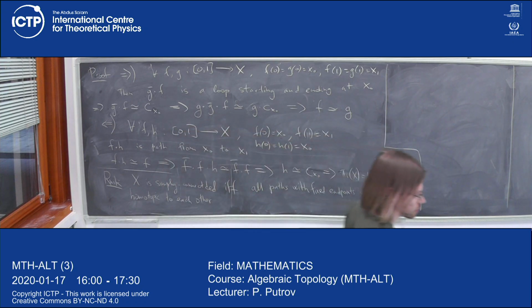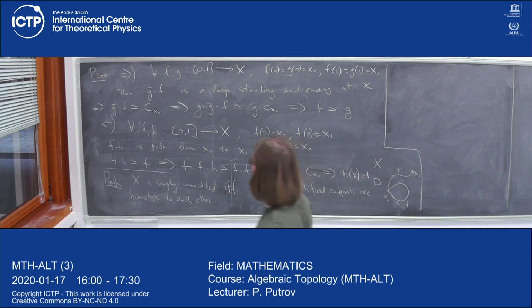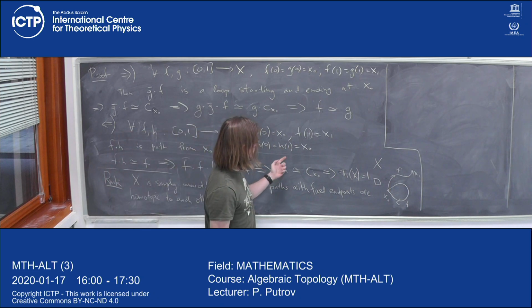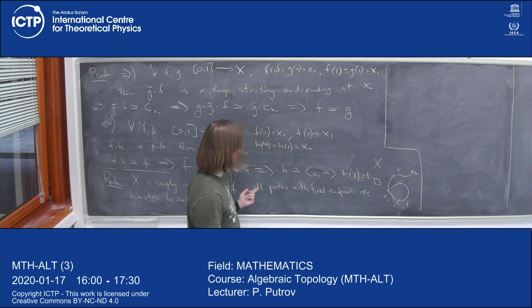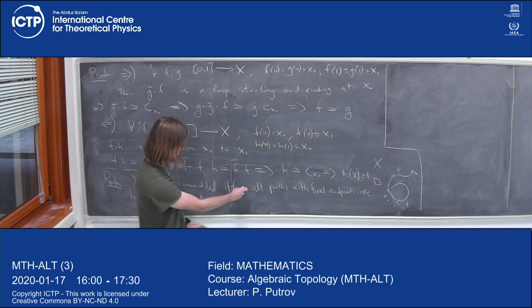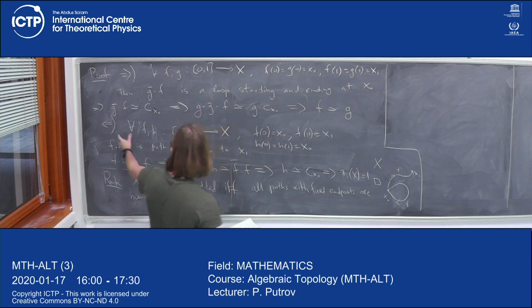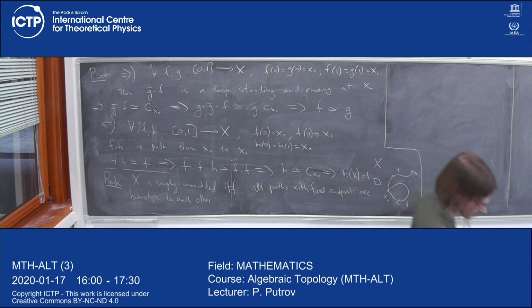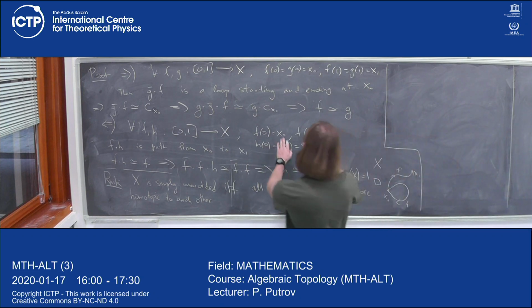Questions? Yes, I don't understand where the second argument, why to show the x1 point? Well, this is a part of my assumption. If I want to show the equivalence of these two statements, in this direction, I need to assume that if I fix any two points in my topological space, and any two paths between these points are homotopic, then I need to show that the fundamental group is trivial. So these two points are a part of my input data.